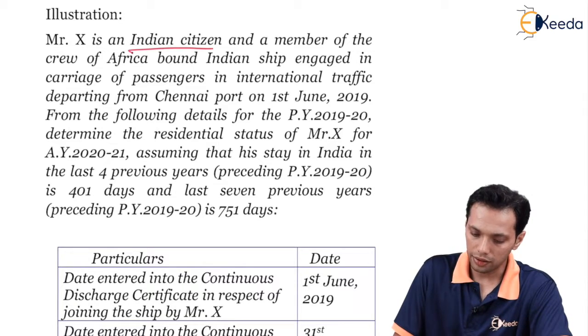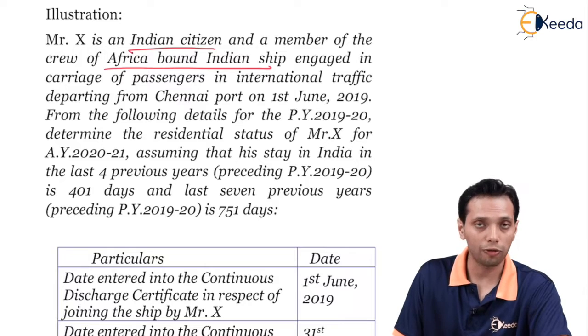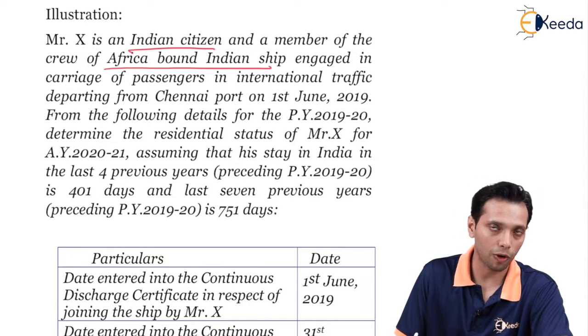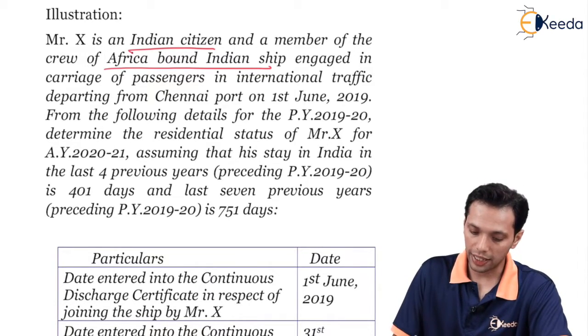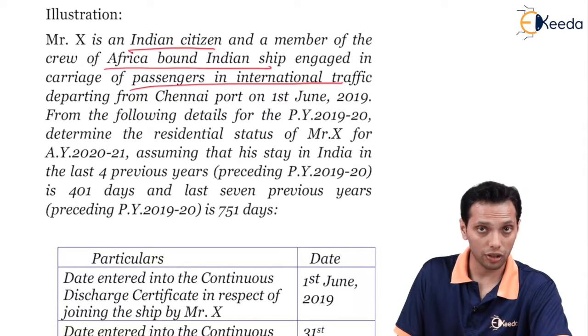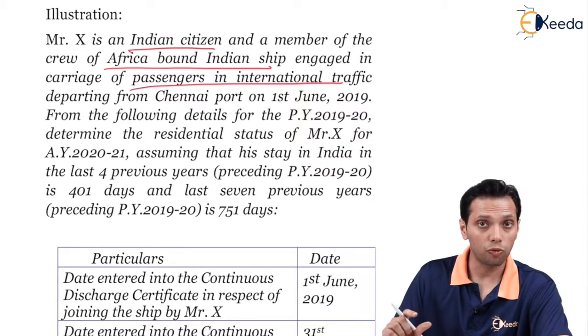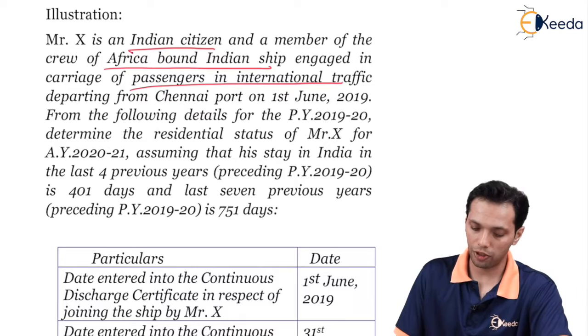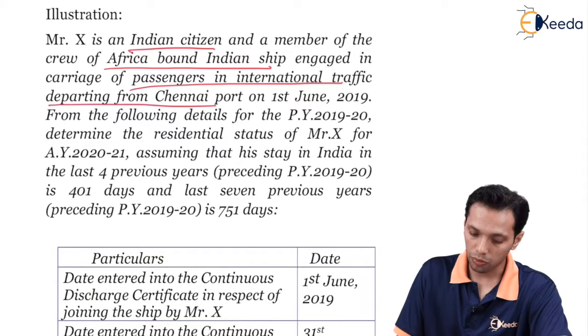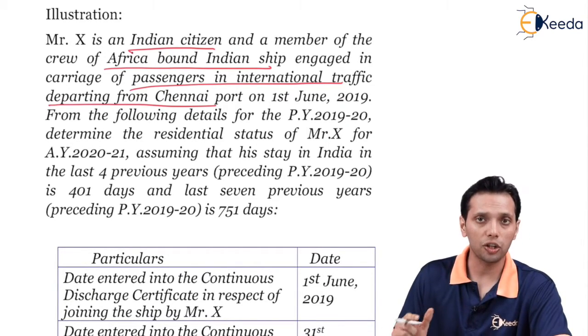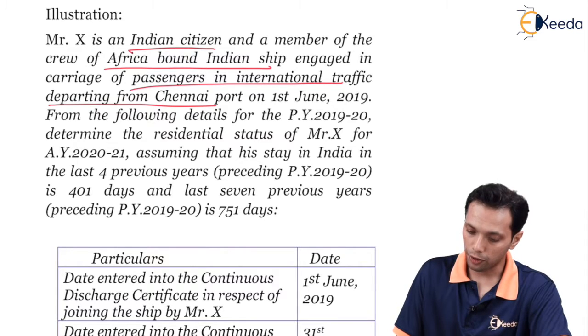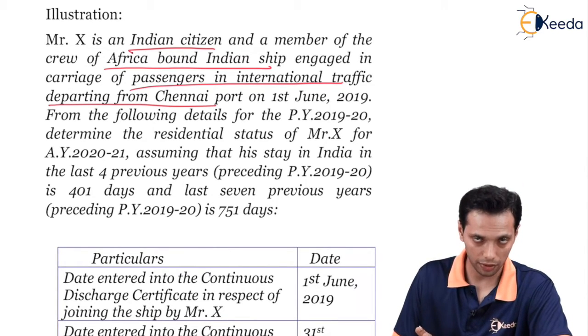Mr. X is an Indian citizen and a member of the crew of an Africa bound ship. So the Africa bound Indian ship is a foreign bound ship engaged in the carriage of passengers in international traffic. So it is satisfying the eligible voyage definition to be precise, departing from Chennai port. So it is originating from India on 1st of June 2019.